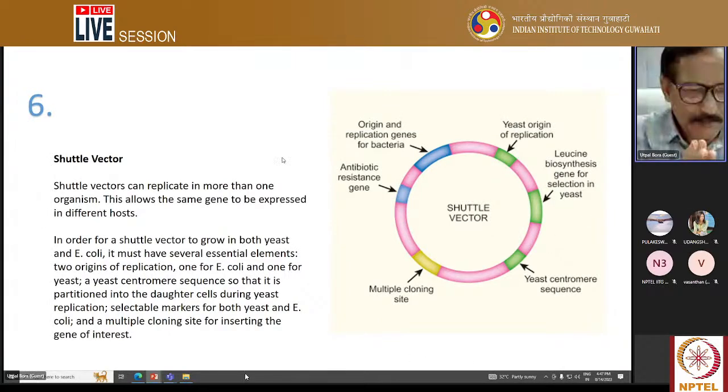It will have a yeast centromere sequence so that it is partitioned into daughter cells during yeast replication, and it will have selectable markers for both yeast and E. coli and multiple cloning sites for inserting the gene of interest. So this is the makeup of a shuttle vector.